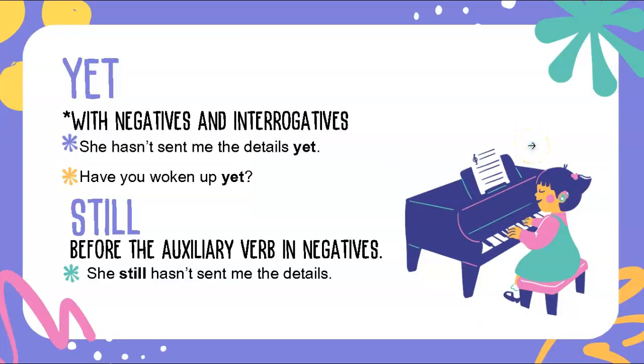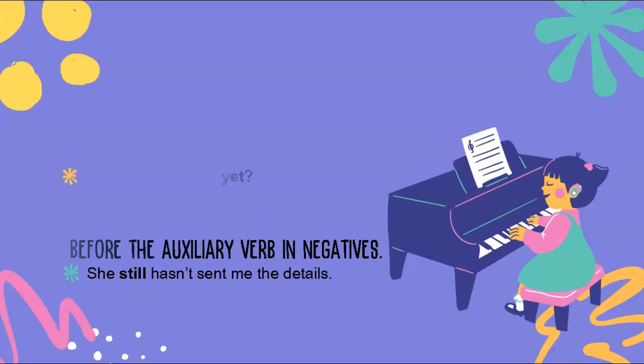We say with negatives and interrogatives, we use yet at the end of the statement. For example, you say, she hasn't sent me the details yet, or have you woken up yet? And still is used with the negative sentences only, just before the auxiliary verb hasn't or haven't. You say, she still hasn't sent me the details.